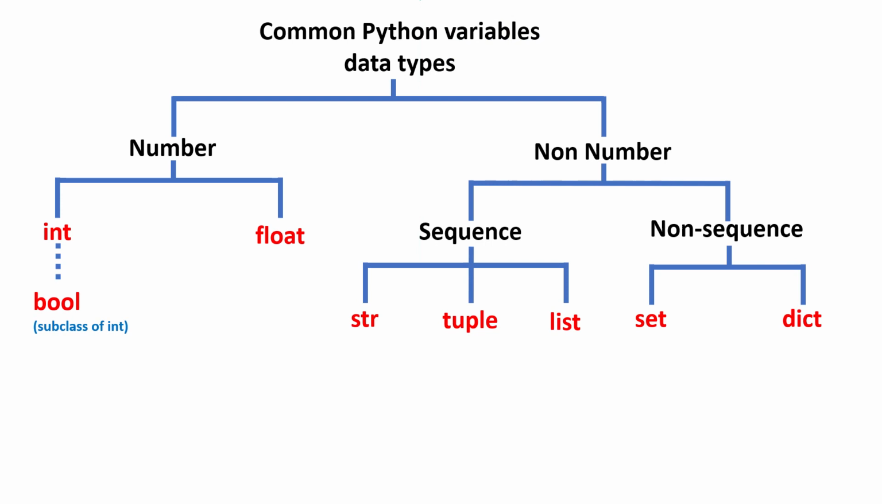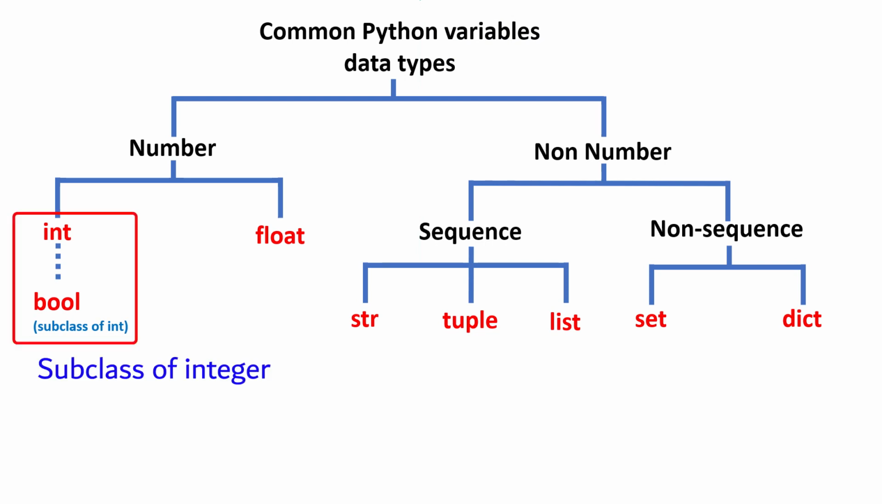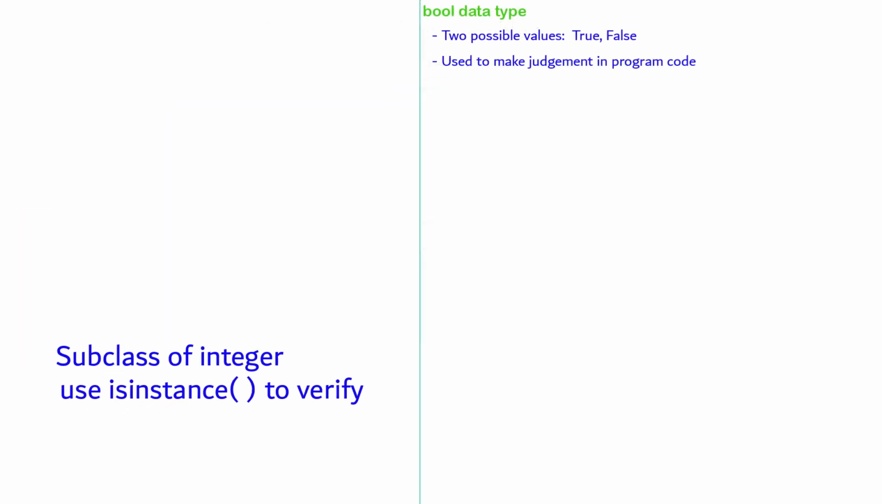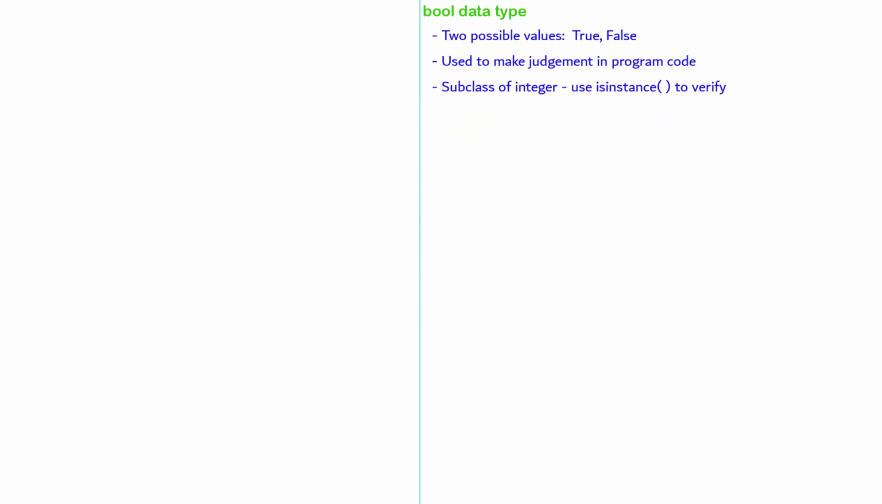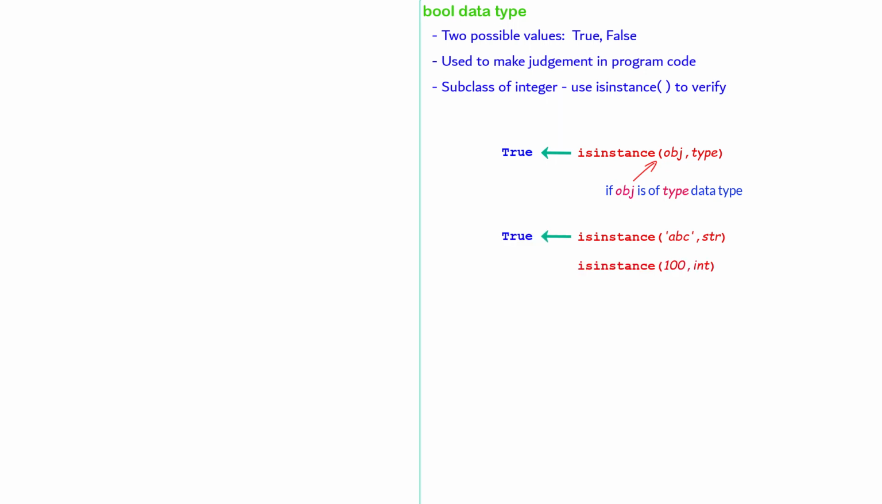In the video about data types, we learned that Bool data type is a subclass of integer. We can use the function isInstance to verify this. The isInstance function takes two arguments, the object argument and the type argument. If the object argument is an instance of the type specified by the type argument, the function will return true. For example, the string ABC being an instance of string data type is true. 100 being an instance of integer type is also true.